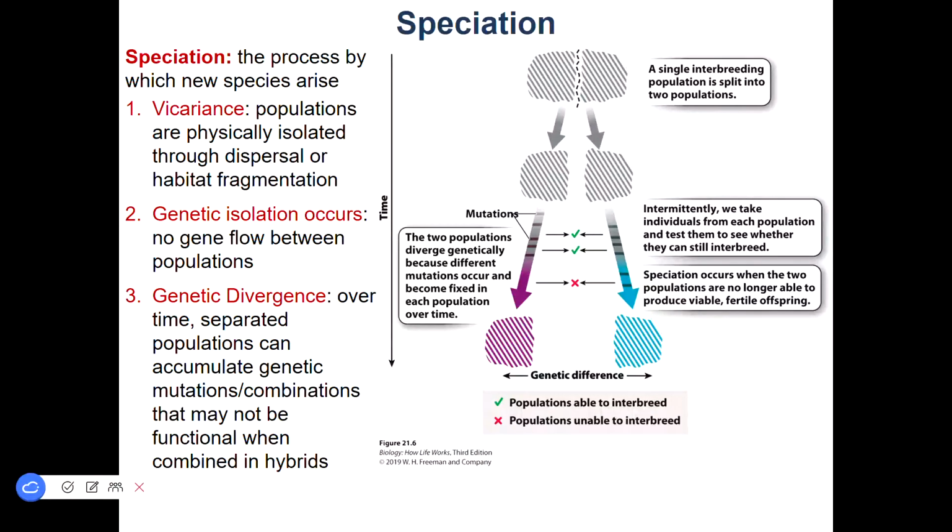And that means that over time, these two populations will become different from each other. Their allele frequencies will diverge. They will become very, very different.